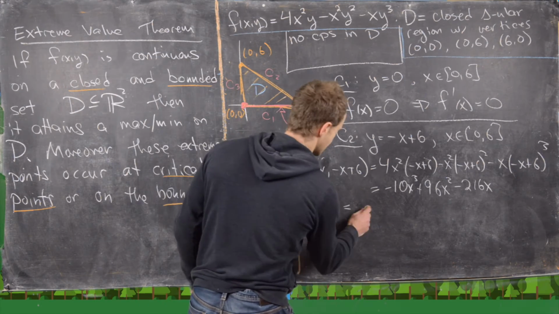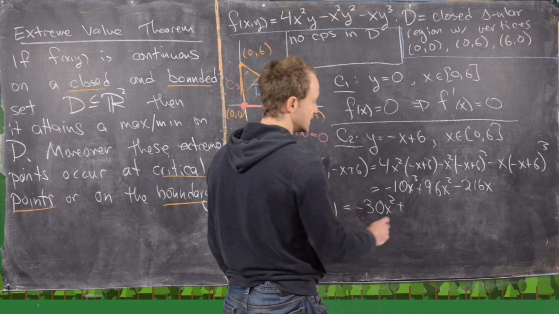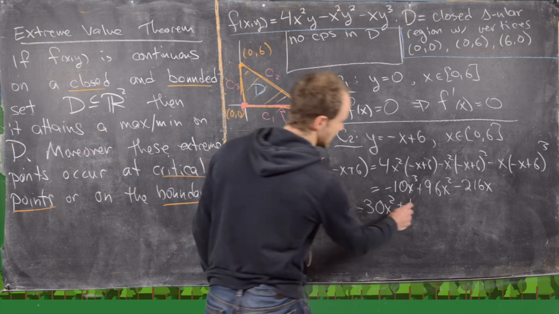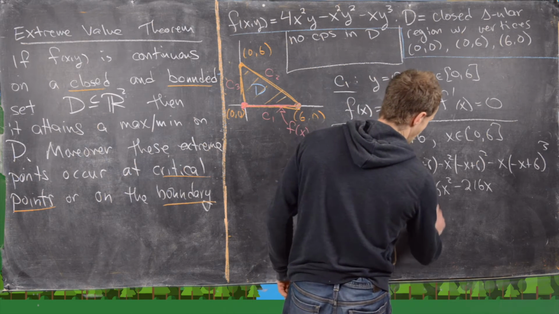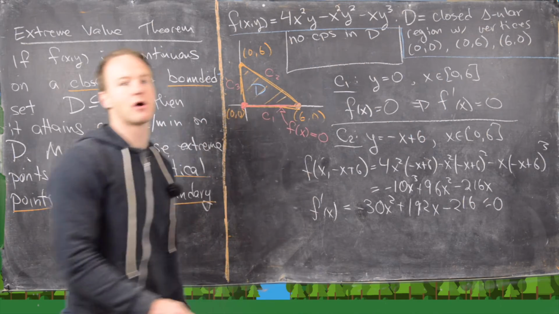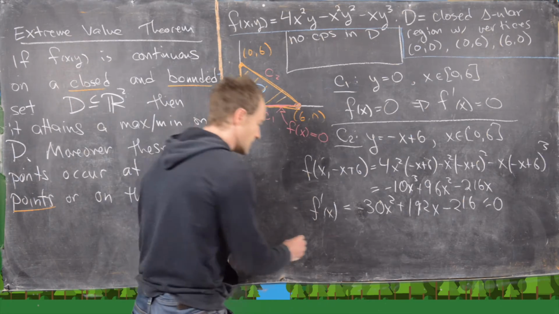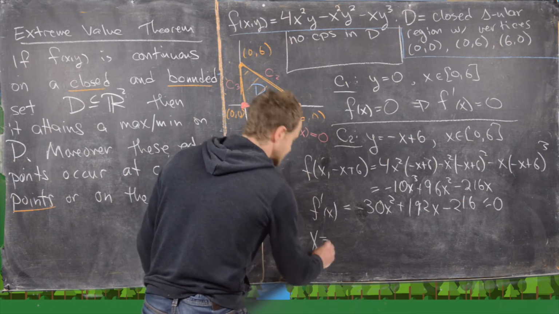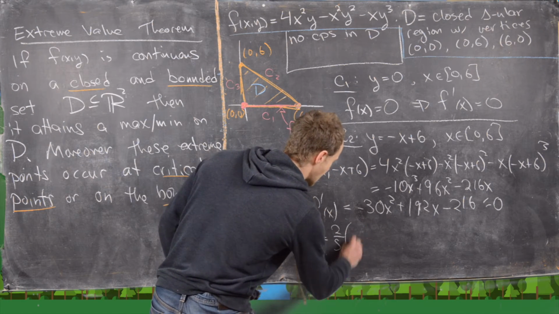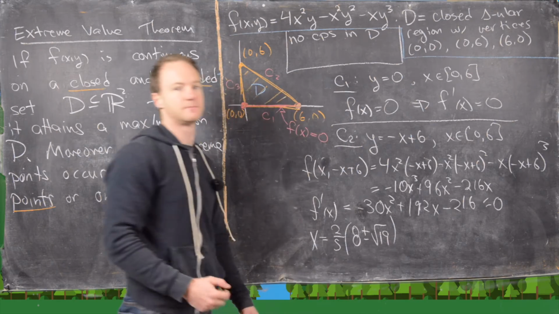So that's going to give us minus 30x squared plus 192x minus 216. Set that equal to 0 and solve for the roots. And in fact, you're going to have to use the quadratic formula in this case. So we'll get x equals, I'll skip the details, 2 over 5 times the quantity 8 plus or minus the square root of 19.